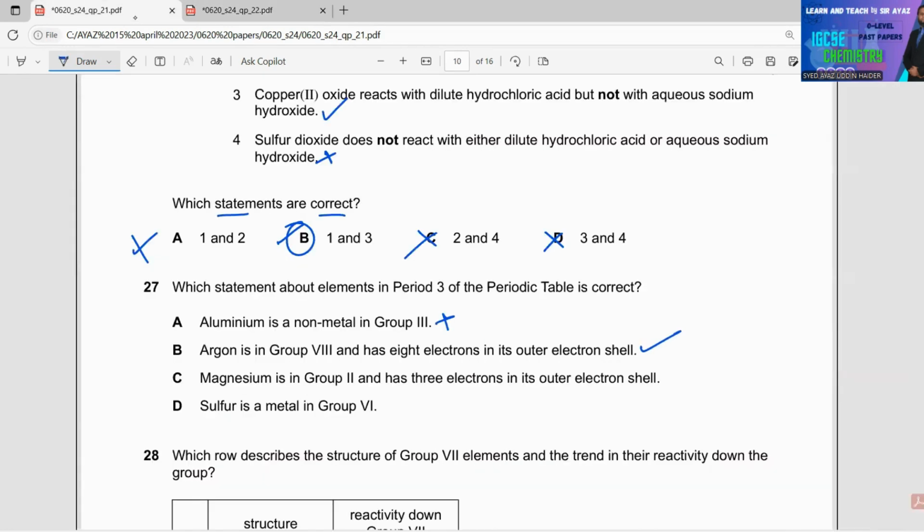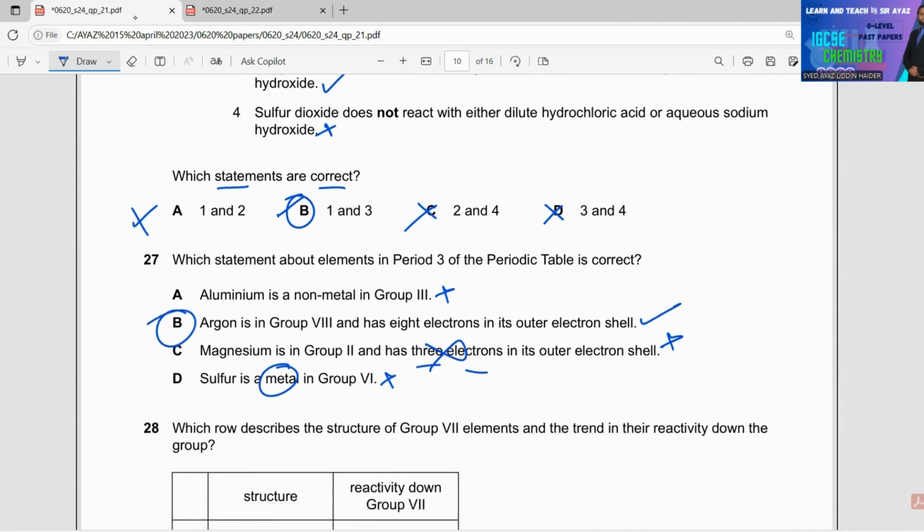For your convenience, I am looking at the other statements also. C. Magnesium is in group 2 and has 3 electrons in its outer shell. This is incorrect because in group 2, the elements, which are metals, have 2 electrons in their outer shell. D. Sulfur is a metal in group 6. It's also incorrect. Sulfur is not a metal, it's a non-metal. So B is the right answer in this case.